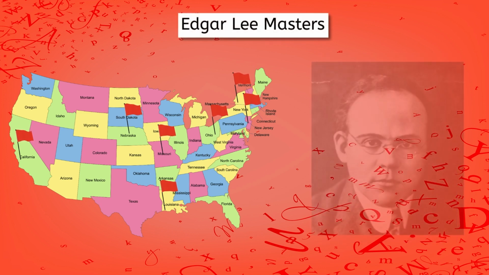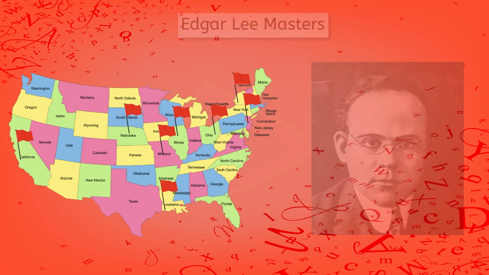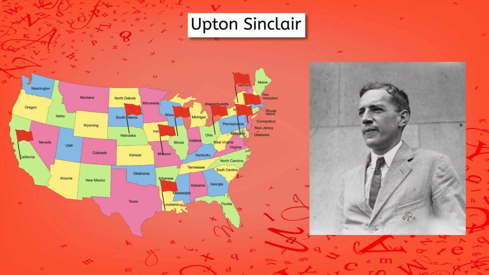We learned about Edgar Lee Masters, the Illinois lawyer who never gave up on his dream of writing. Spoon River Anthology, his collection of free verse poems, styled as epitaphs, revealed the gritty and often disappointing reality of small-town life. And finally, from Maryland, we met Upton Sinclair, who was a muckraker journalist who exposed the harsh working conditions and unsanitary practices of the Chicago meatpacking industry.